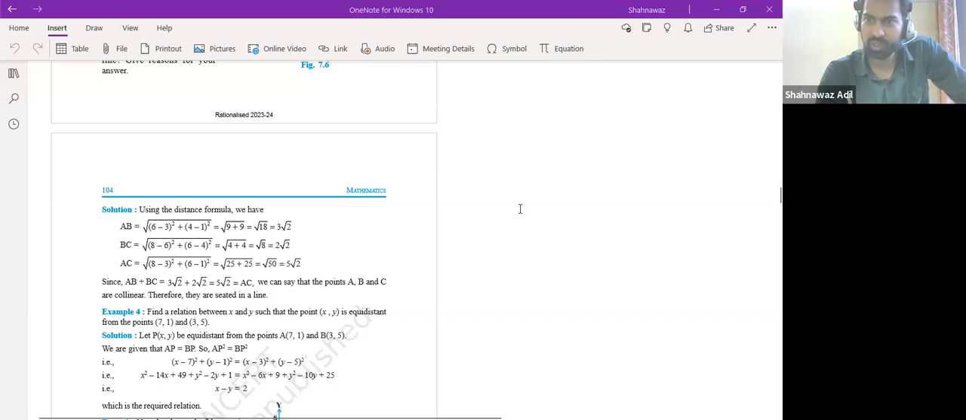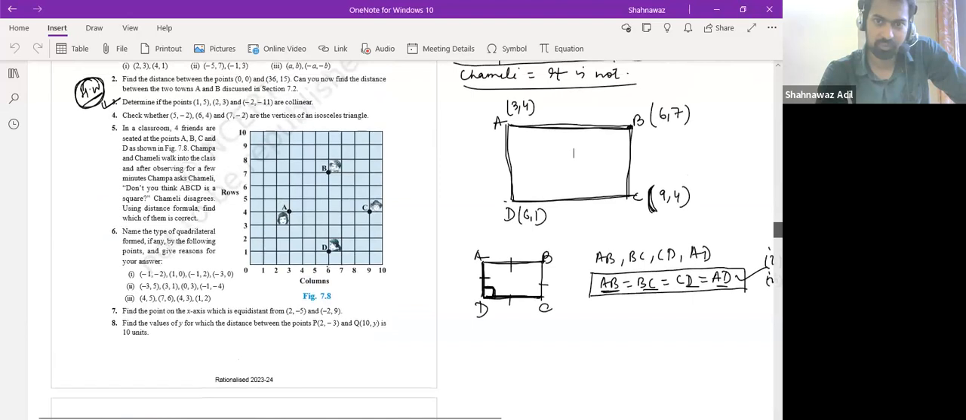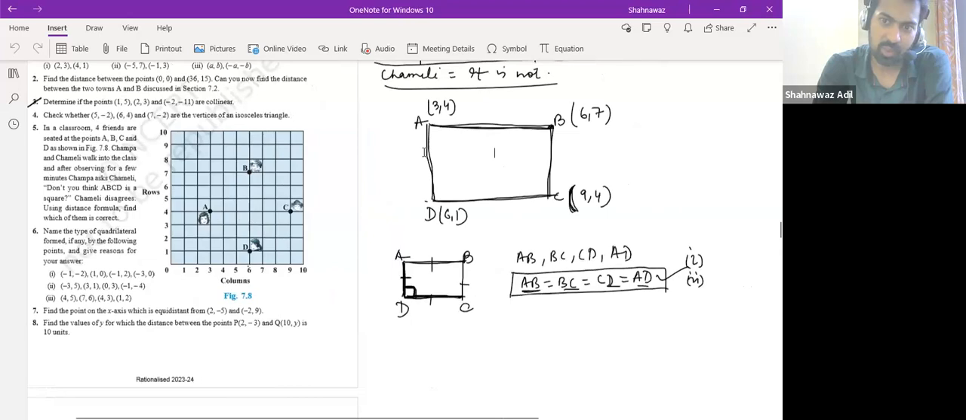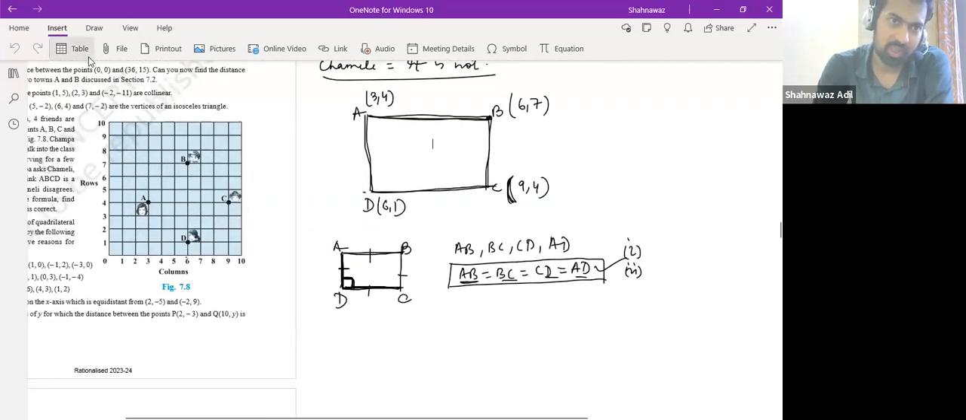And let me quickly. So yeah, we were on this question, right? So you guys quickly tell me what is AB. You calculate and tell me what is AB, what is BC, what is CD, what is AD. So Chameli and Champa came in the class and they saw that these people are sitting like this. Chameli is saying that it is making a square, and Champa is saying that it is not. And we have to prove whether it is a square or not, right?